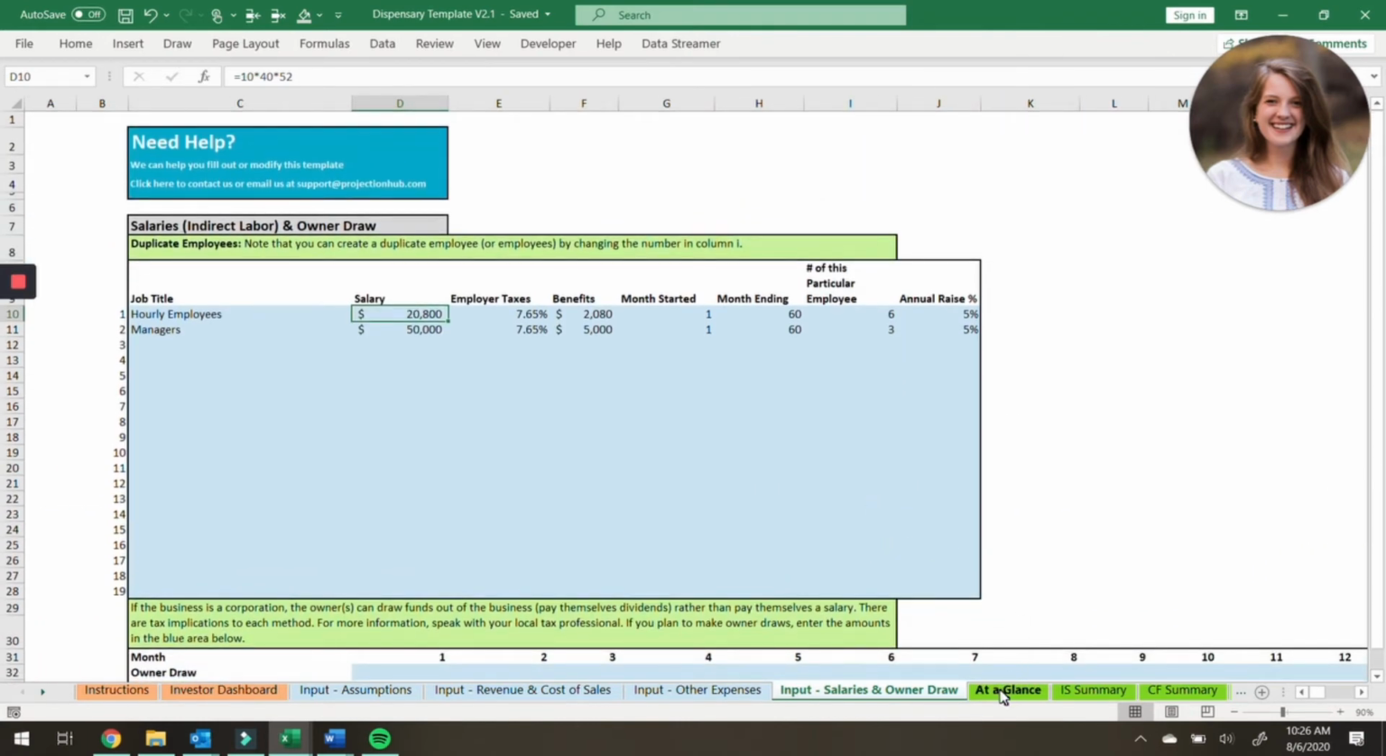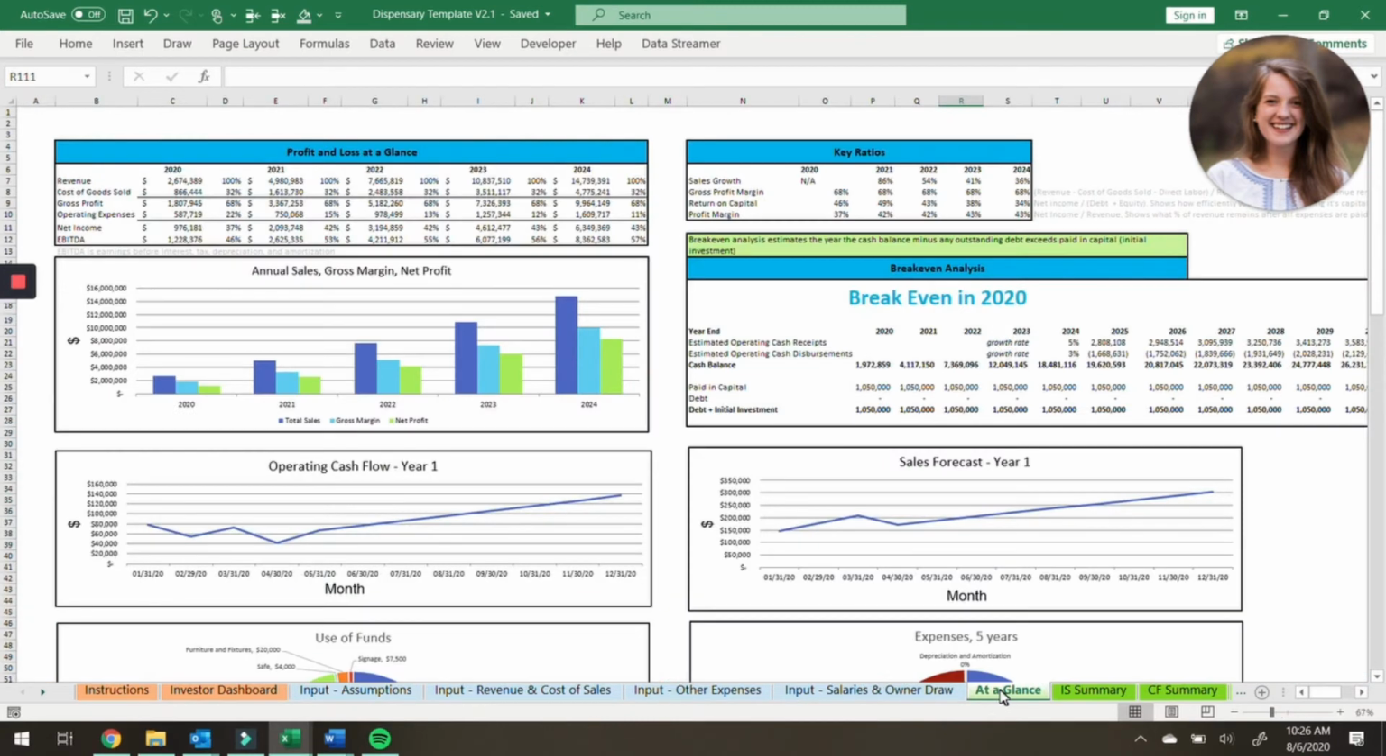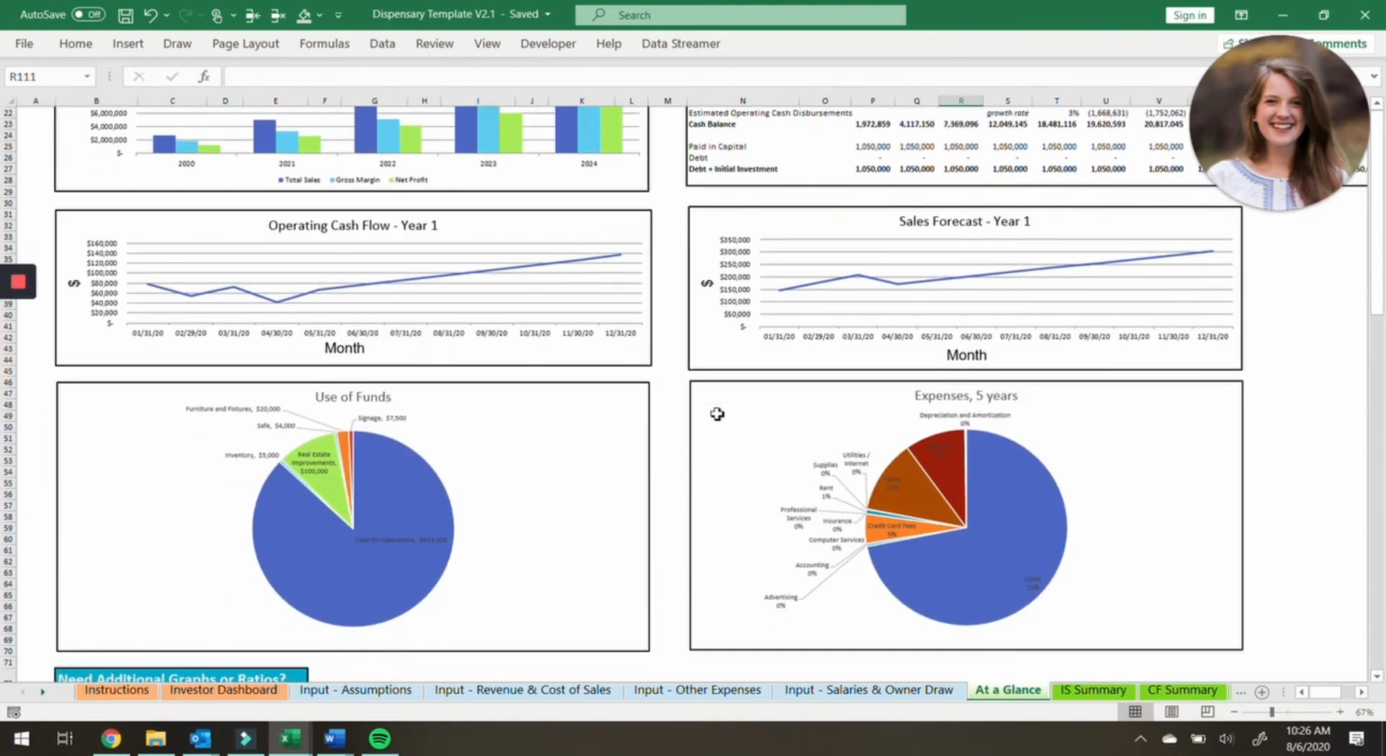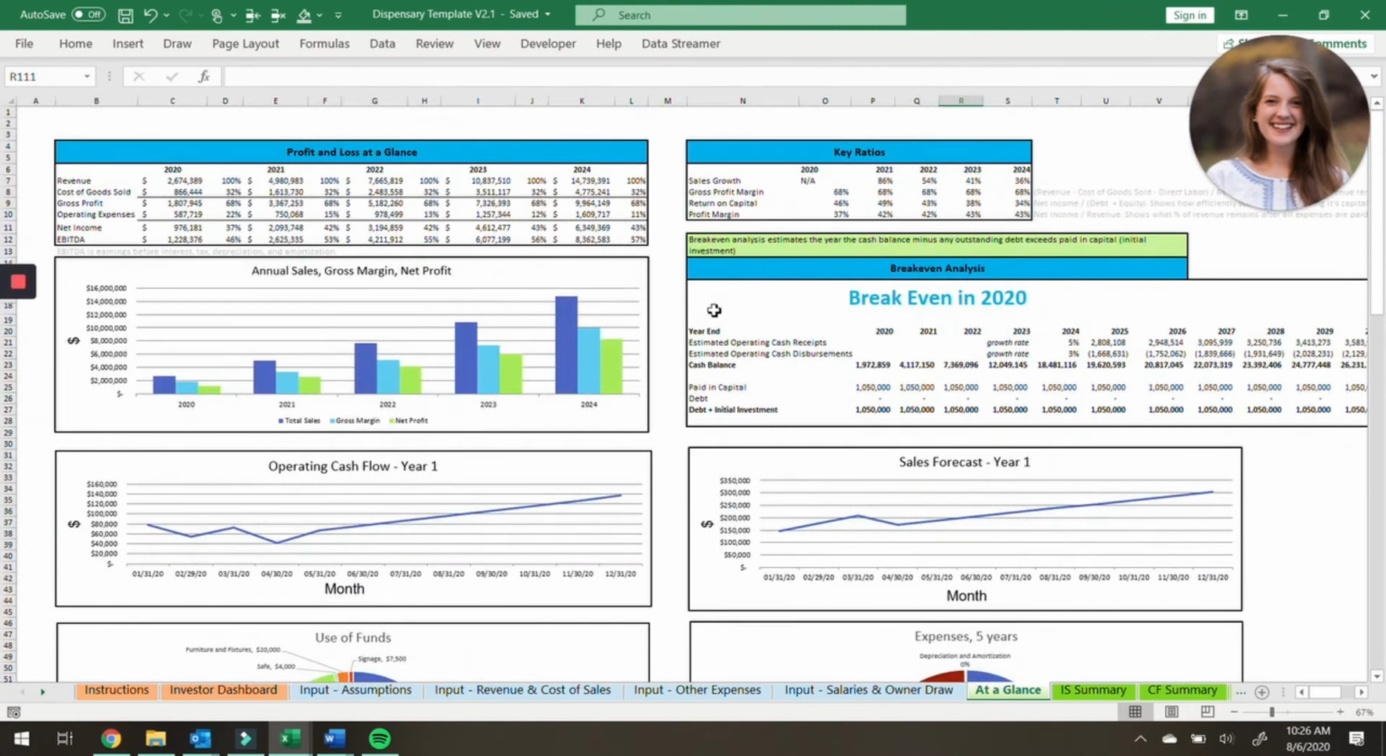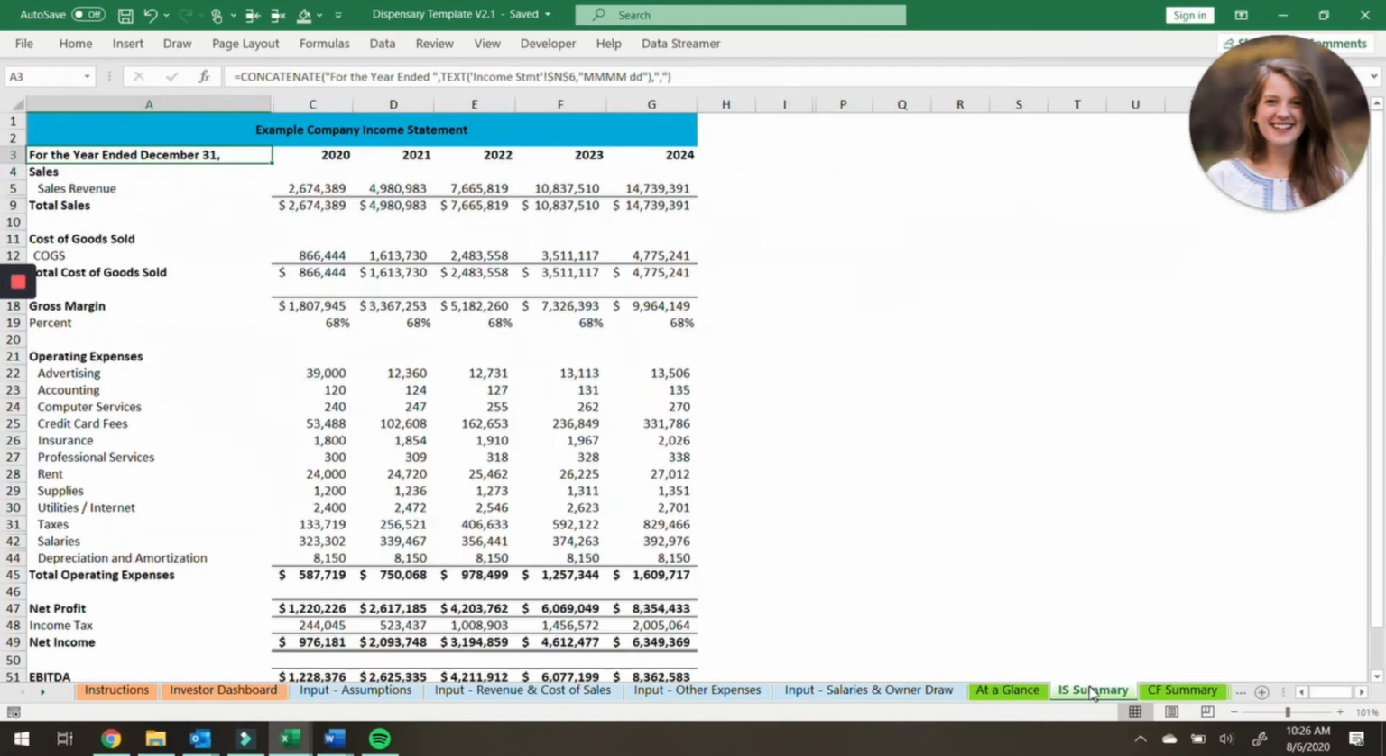Once you've filled out all of those input tabs, we can move over to the output tab. So the first one is the at a glance tab. And this is going to show you some summary data for your financial statements, some nice graphs and charts, a break-even analysis here, as well as some key financial ratios. And these are pretty much ready to be snipped out and put into a pitch deck for you.